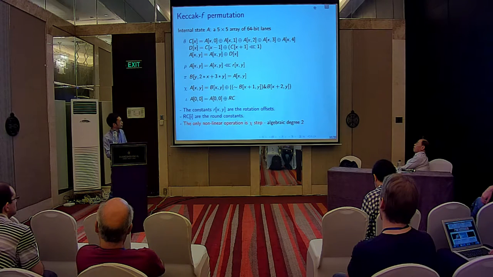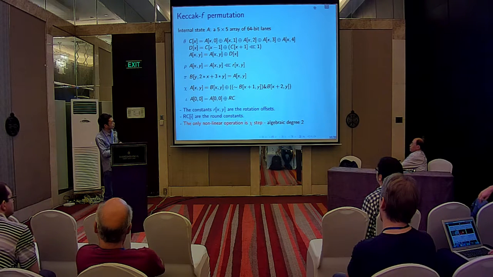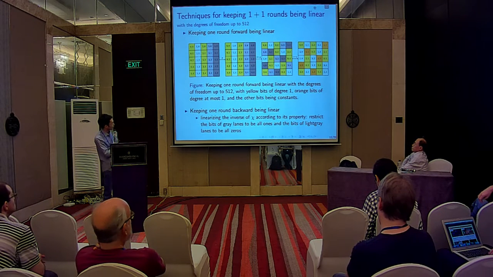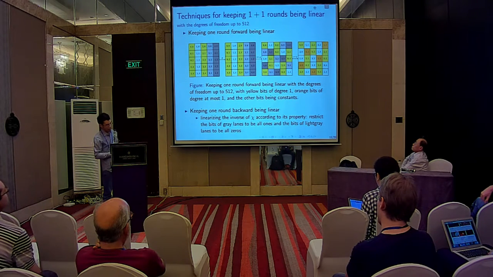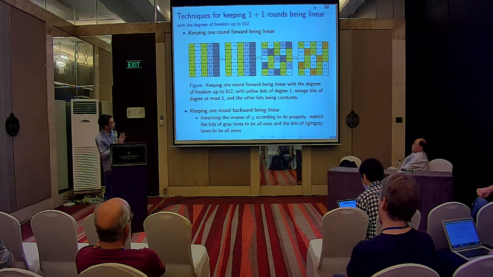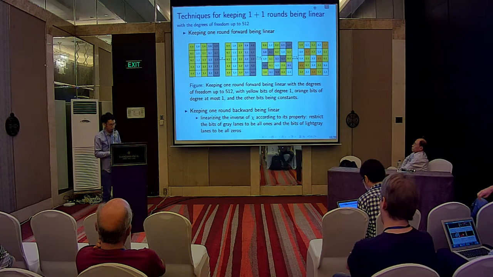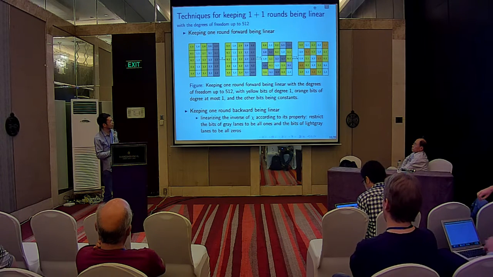I will show in the step chi, this is just b_x plus one and b_x plus two. So x plus one, x plus two, they are neighbors. But in the third picture, each two variables in one row are not neighbors. So after the step chi, they are linear. In this case, after one round forward, we know that every bit of the output is linear in the input.